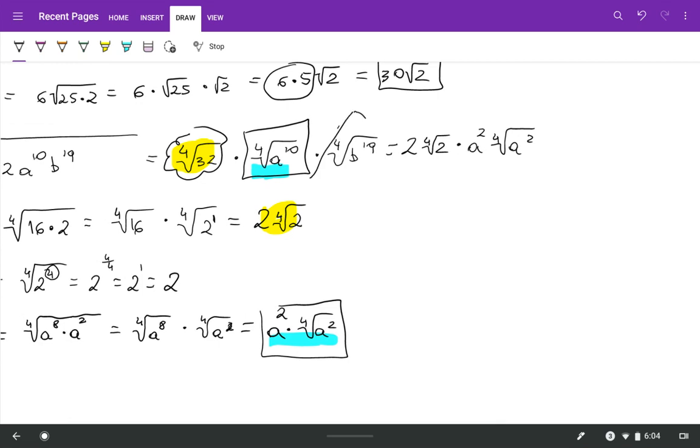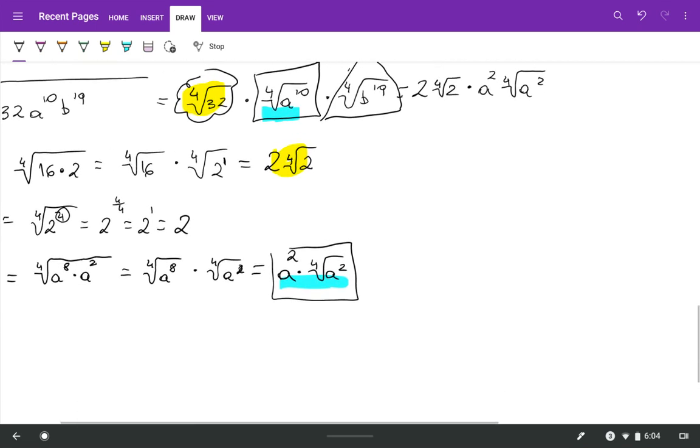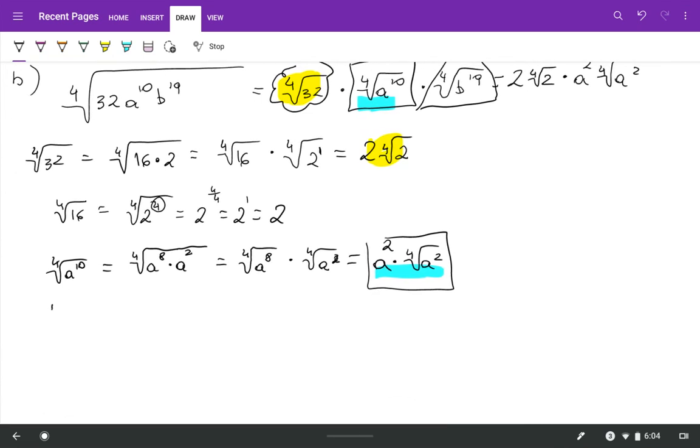And the last one which we need to simplify is this one. Radical of index 4 of b to the power of 19. So let's break this down as b to the power of 16 times b to the power of 3. And I pick 16 because 16 divided by 4 will give me 4. And to get 19, which is the original power, I'm missing 3. So rewrite that as a radical of index 4 of b to the power of 16 times radical of index 4 of b to the 3rd power.